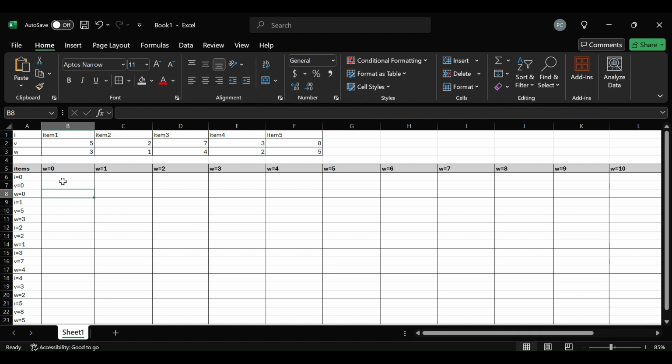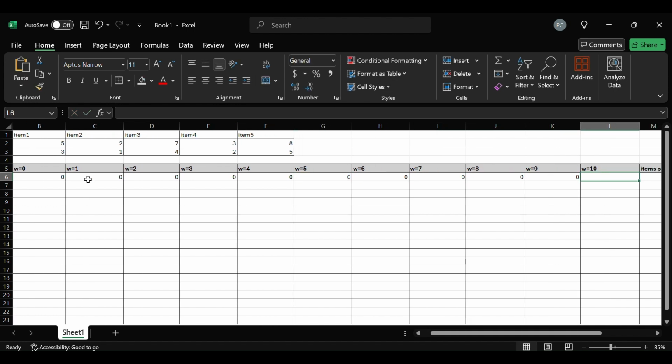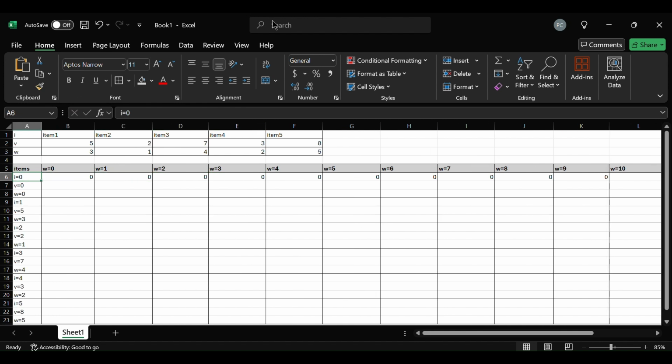So starting from here, we have the situation where our weight limit is 0, and for our items we simply have no items. i equals 0, value equals 0, weight equals 0. So here simply you put all zeros for this row. The reason we put all zeros is because for this first situation there are no items, so you just simply place the value as 0. Then we move to this block here.